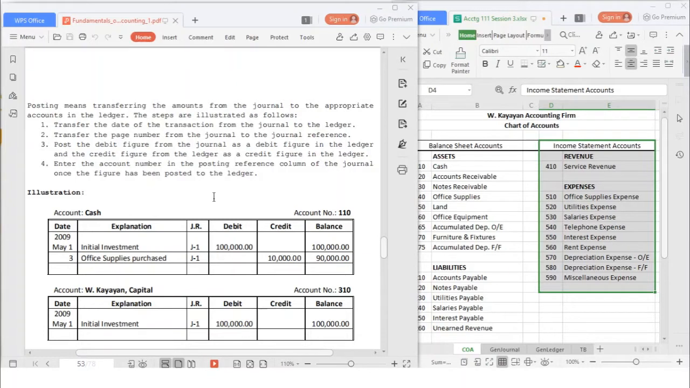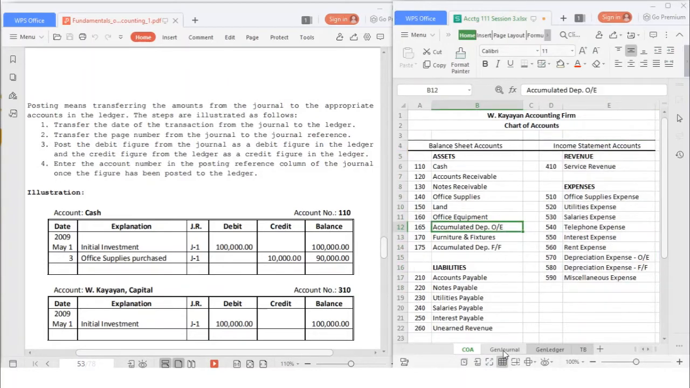Now, the process of posting means transferring the amounts from the journal to the appropriate accounts in the ledgers. The steps are as follows. First, transfer the date of the transaction from the journal to the ledger. Then, transfer the page number from the journal to the journal reference. Then, post the debit figure from the journal as a debit figure in the ledger, and the same with the credit. And then, enter the account number in the posting reference column of the journal once the figure has been posted to the ledger.